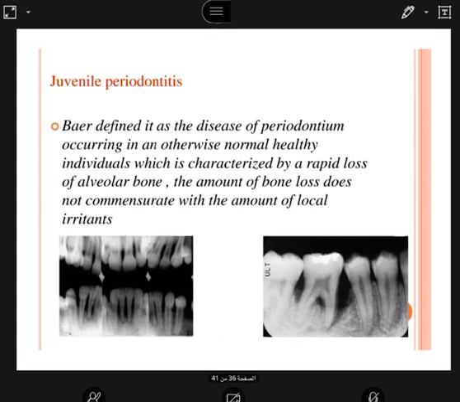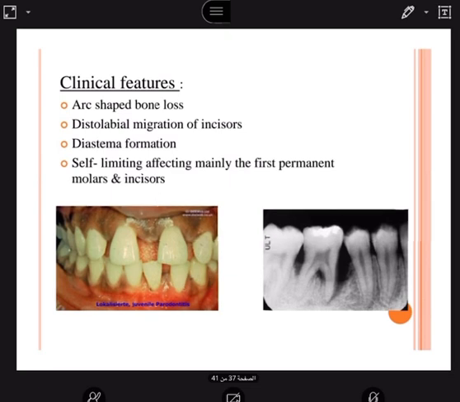Did you understand, guys? Basically, the amount of problematic things in the mouth is not correlating with the amount of bone loss. That's why this is called juvenile periodontitis, and the individual is healthy also. So, what are the clinical features? You will find an arc-shaped bone loss. If you look at the picture, the IOPA, you can see an arc-shaped bone loss. There is distolabial migration of incisors.